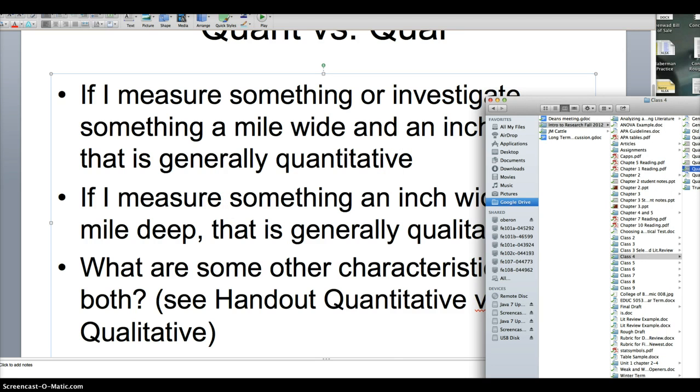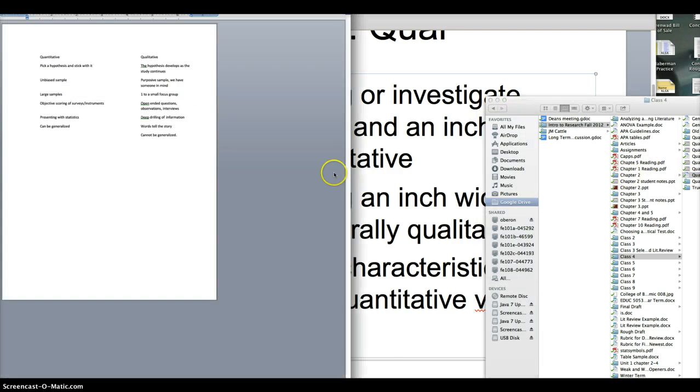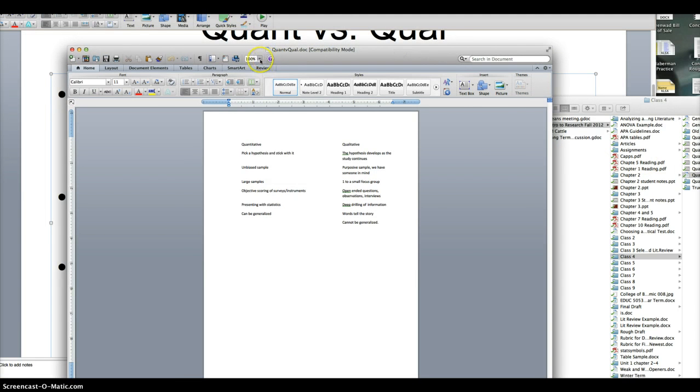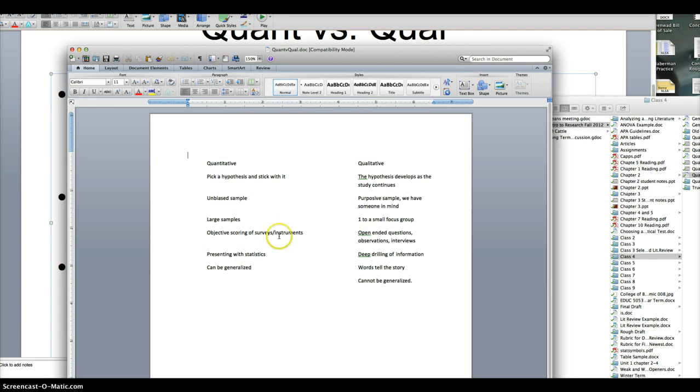You have a document called Quantitative versus Qualitative that looks something like this. Will open up this. And basically, this is a very general overview of the difference between the two. In a quantitative research article, they will state a hypothesis right from the beginning and stick with it. And they're either trying to determine whether or not they can support or refute that hypothesis. There should be an unbiased sample. That means we cannot use, well, we can use convenience samples, but that gets into experimental versus quasi-experimental research.